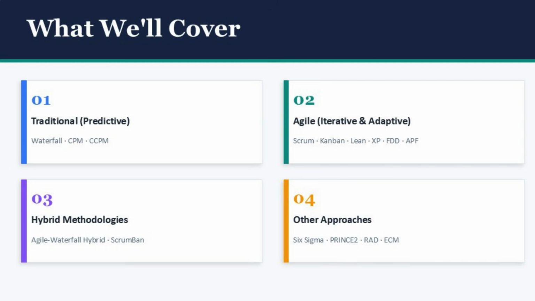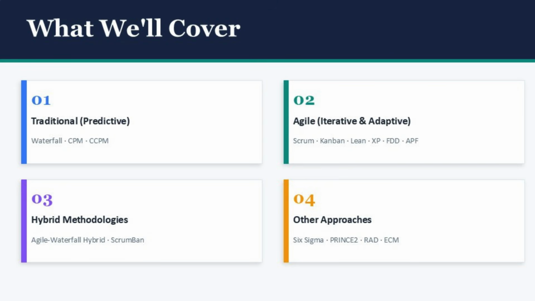We have 4 major groups. First, traditional or predictive methodologies. These are structured, plan-driven approaches like Waterfall, CPM, and CCPM. Second, agile methodologies, iterative, adaptive frameworks including Scrum, Kanban, Lean, XP, FDD, and APF. Third, hybrid methodologies, blends that combine the best of both worlds. And finally, other specialized approaches, including Six Sigma, PRINCE2, RAD, and event chain methodology.